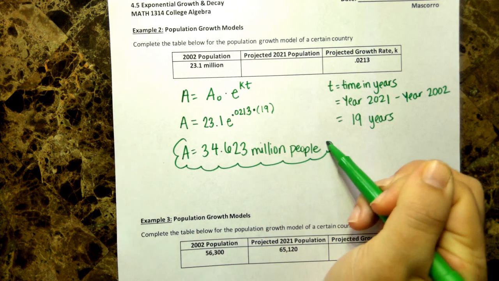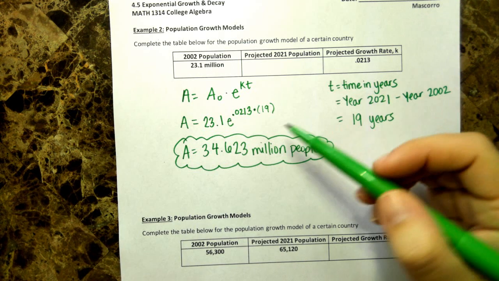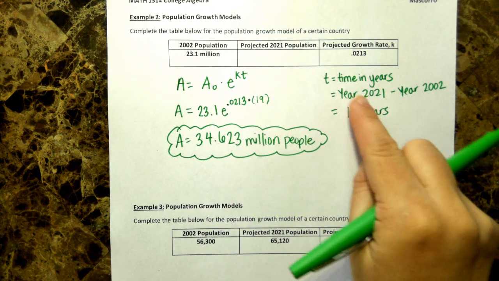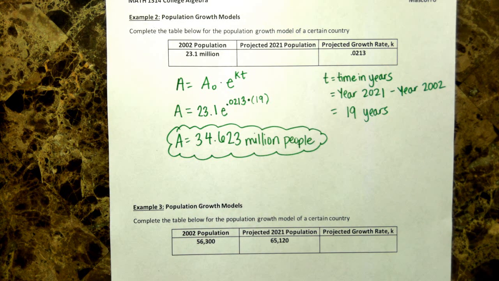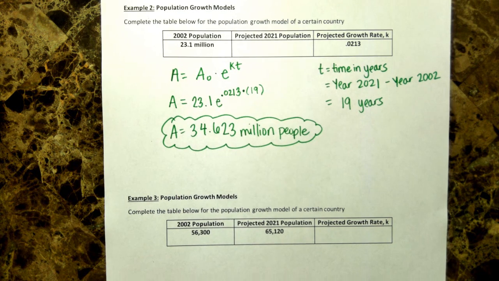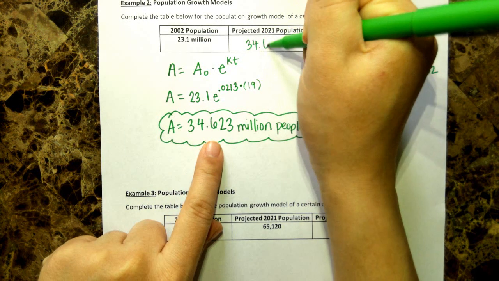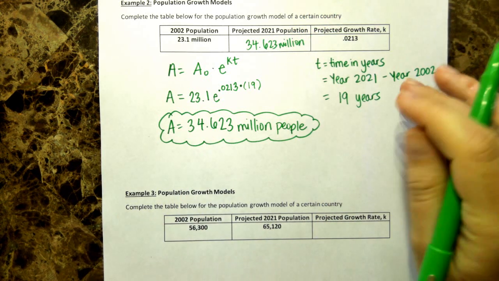And there's our answer. So we didn't have to solve for t using algebra. We just had to plug in some numbers and calculate. Okay, as long as you know what number you're plugging in, once you get there, it'll be pretty simple from there. All right. And you can even write that in. 34.623 million. Okay, awesome.